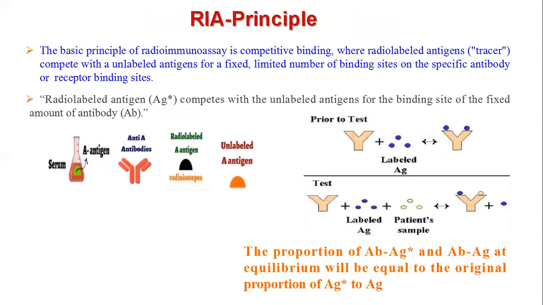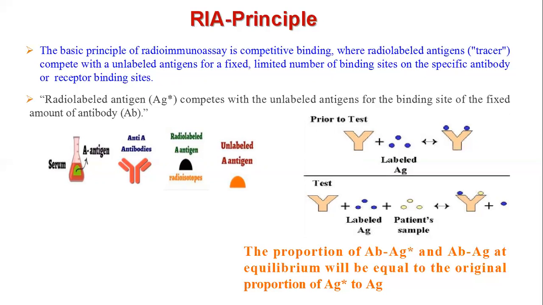What is the basic principle of RIA? The basic principle of radioimmunoassay is competitive binding of the antigen and the antibody. Here competition is going on between the unlabeled antigen and the labeled, or radiolabeled, antigen. This radiolabeled antigen we call the tracer, and this tracer will compete with the unlabeled antigen for a fixed, limited number of binding sites on the specific antibody or receptor binding sites.